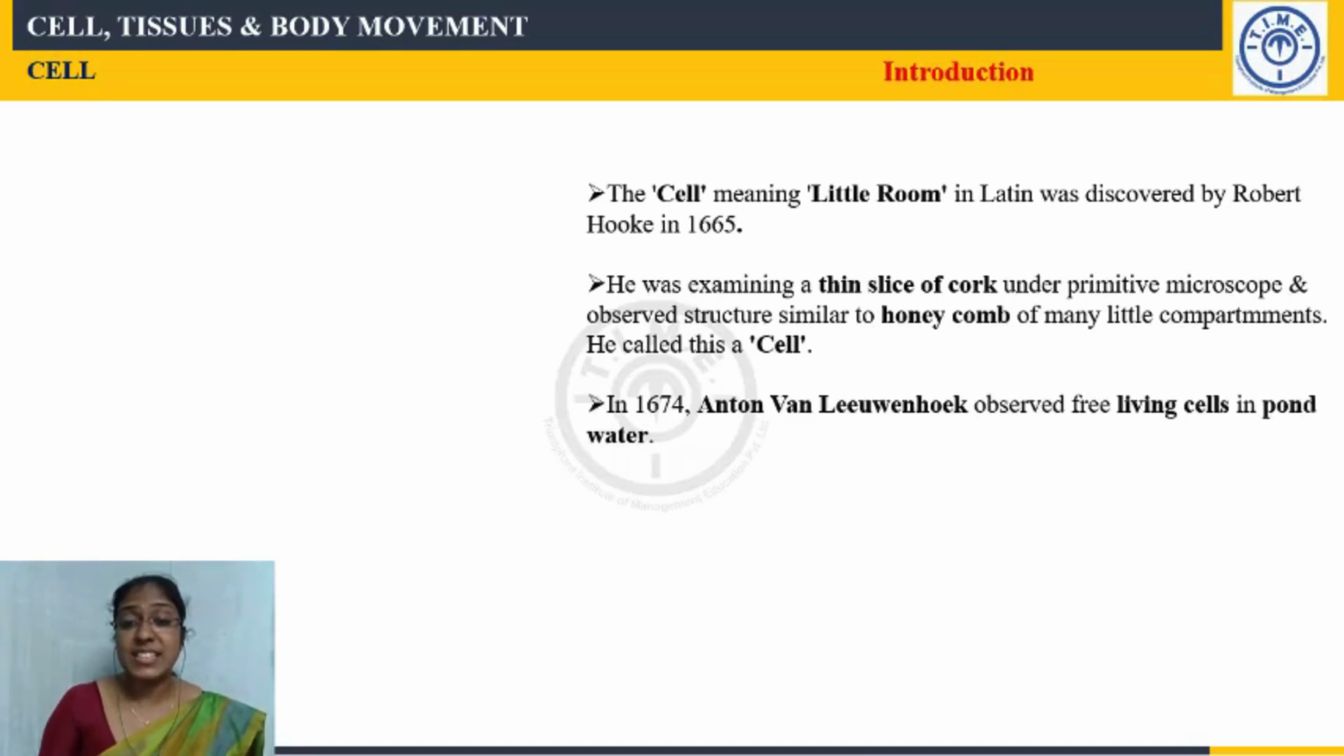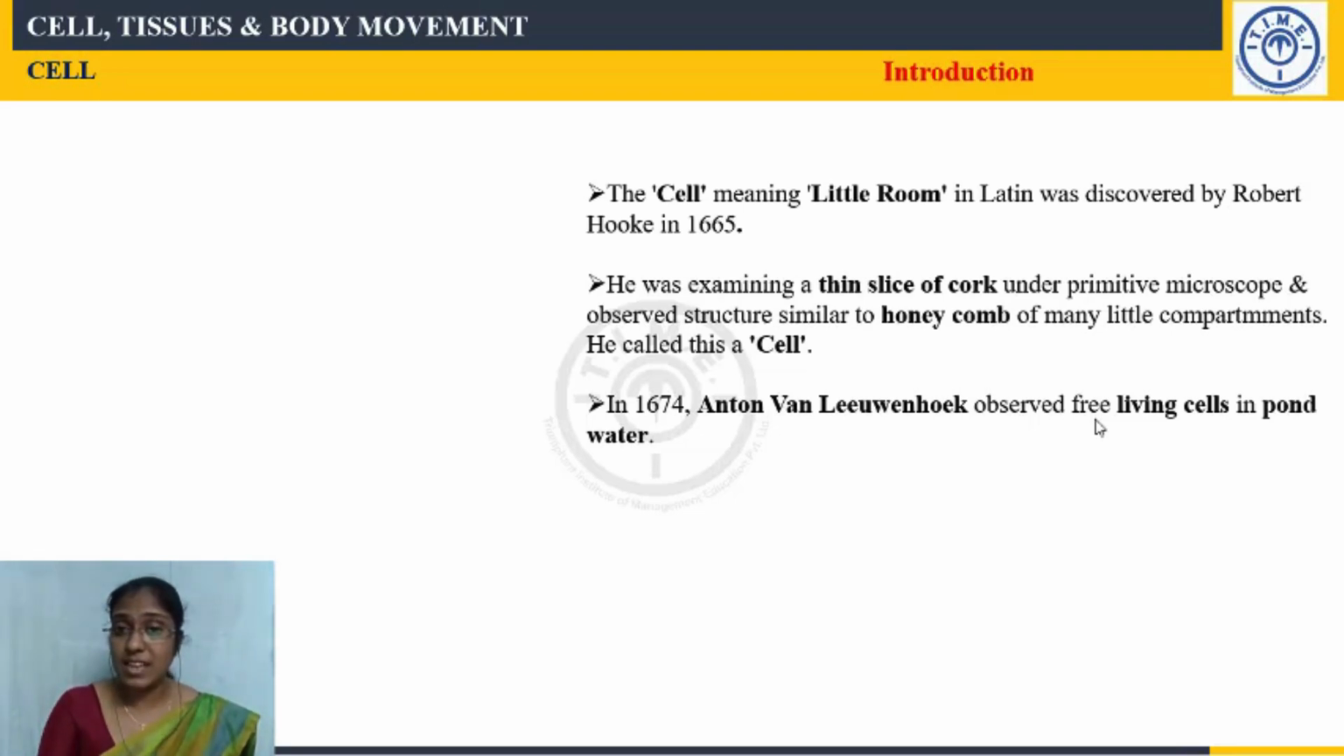Then in 1674, another scientist known as Anton van Leeuwenhoek, please note the name Anton van Leeuwenhoek, observed free living cells in pond water, because at the time when Robert Hooke discovered a cell, he couldn't see anything living inside the cell. And it is Anton van Leeuwenhoek who discovered the free living cells in pond water in an algae known as Spirogyra.